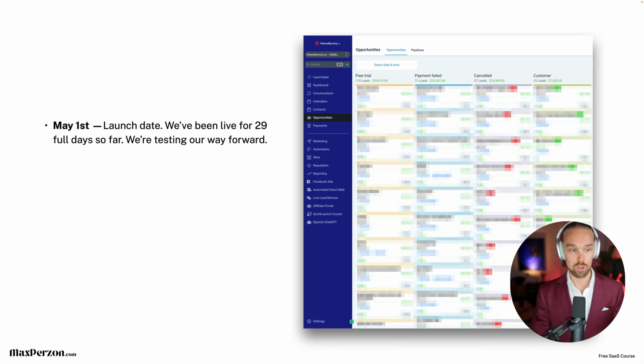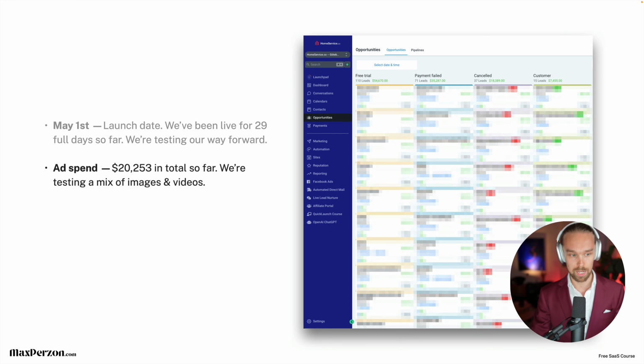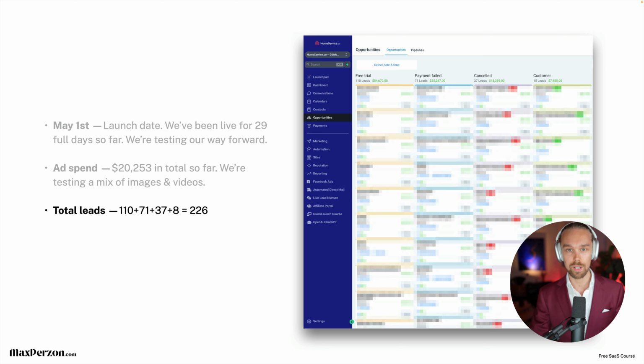So let's break down the actual numbers, right? May 1st, we launched this campaign. So we've been live now for around 29 full days, or 30 full days, and we're testing our way forward as we speak. We've spent just over $20,000 in ad spend so far, and we're testing a mix of images and videos. Total leads, 226. 110 people on the current free trial, 71 people who have failed the payment. They couldn't start the free trial because their card failed. 37 people have canceled so far, and we have 8 people that are customers, but they're not customers yet, to a total lead of 226.